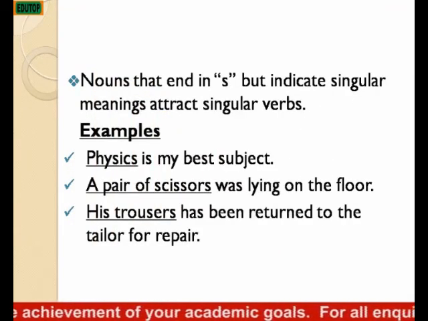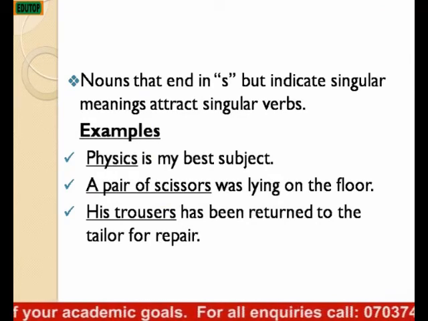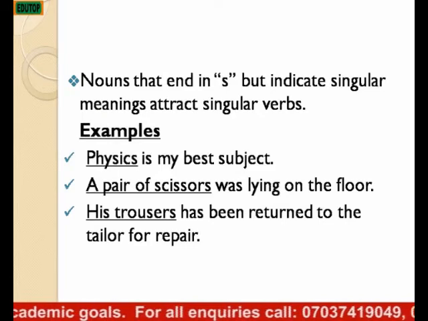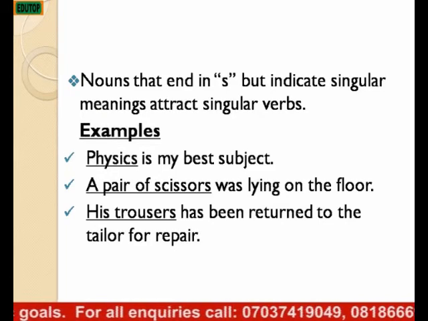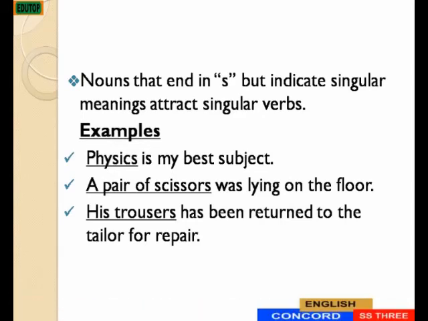Nouns that end in S but indicate singular meanings attract singular verbs. Examples: physics is my best subject. Physics in the sentence has S behind, which is a plural marker, but in the real sense it is a singular noun, so it attracts a singular verb. A pair of scissors was lying on the floor. Scissors is a singular noun, so it attracts a singular verb. His trousers has been returned to the tailor for repair. His trousers is a singular noun, so it attracts a singular verb.